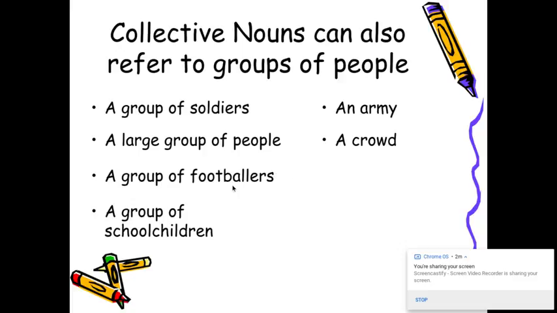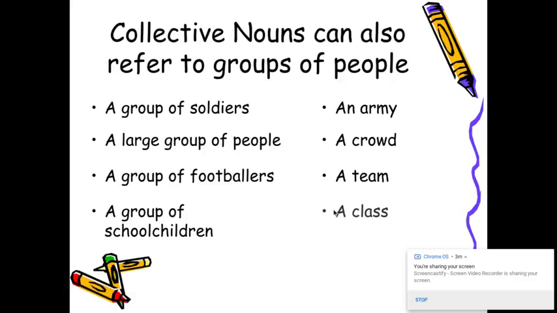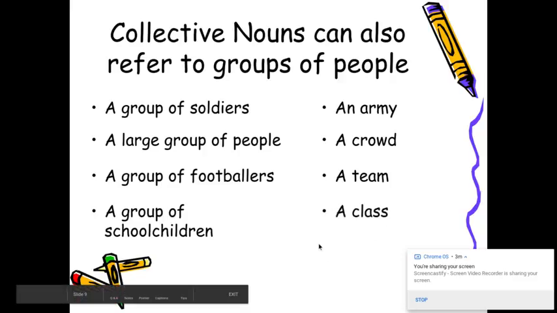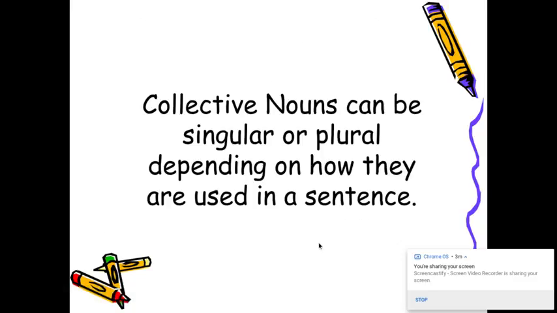If we have a group of football players or footballers, as it says on the slide, that could be referred to as a team. And all of you together in one classroom are a group of school children, but I would just refer to you as a class. So again, these deal with people rather than animals. It can be used for both.